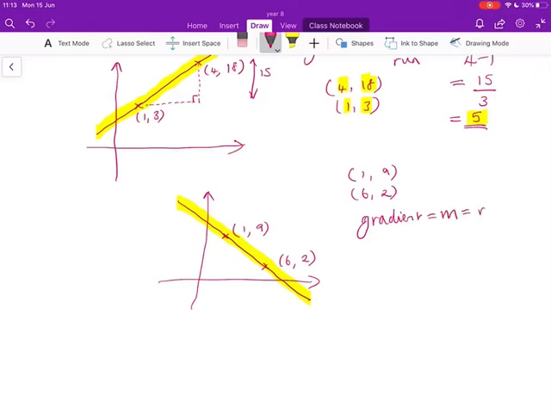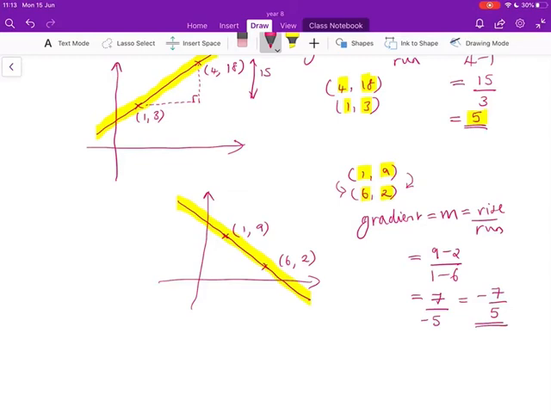So the gradient, which we usually use the letter m for, is equal to the rise over the run. So for us, the difference in the y, 9 subtract 2, is our rise. The run is 1 subtract 6. So 9 subtract 2, so I'm taking down like this. 9 take away 2, 7. 1 take away 6 is minus 5.